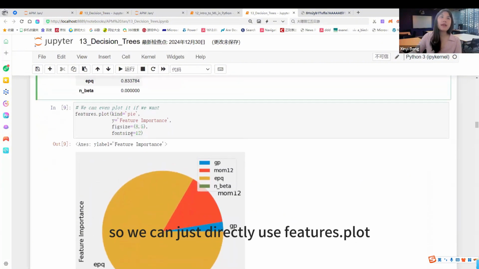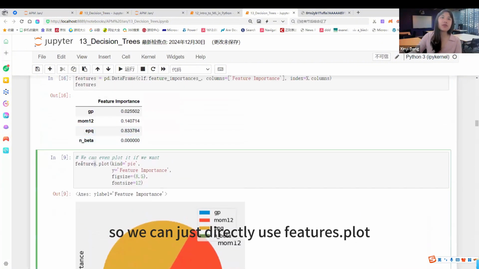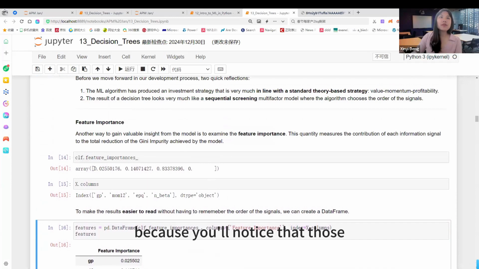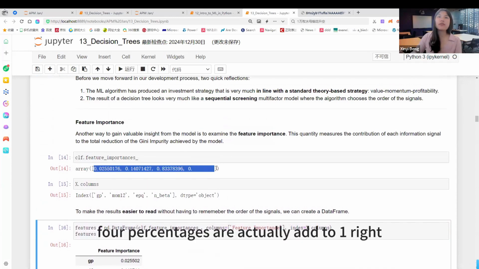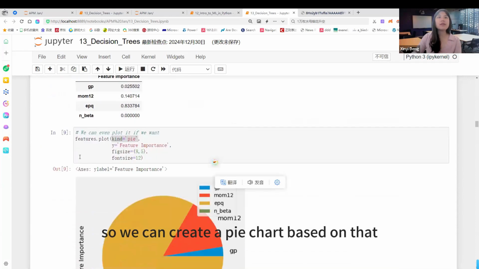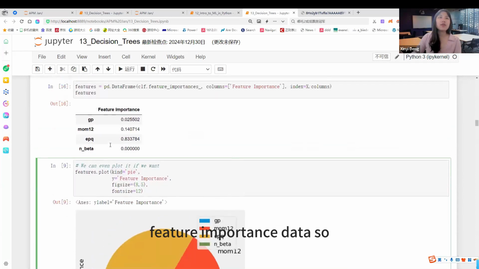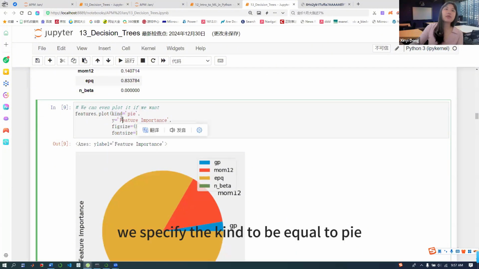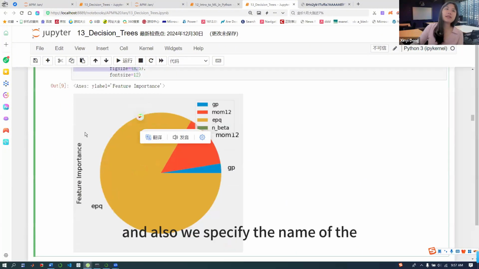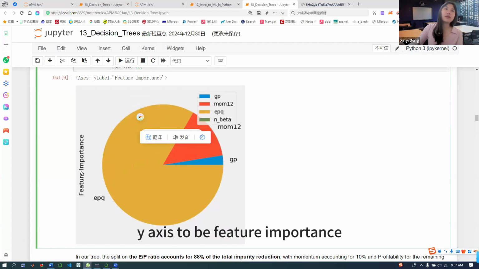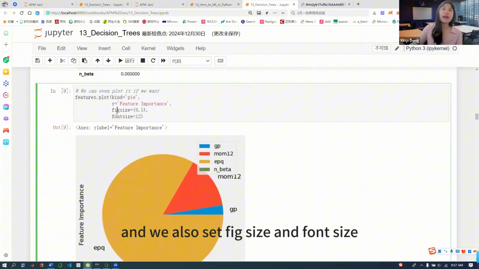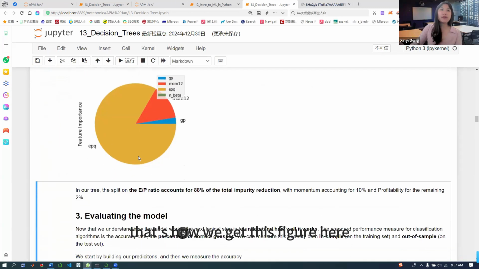By creating a data frame containing the feature importances, we can now plot the feature importances. We can just directly use features.plot, and we set the kind to be equal to pie, because you'll notice that those 4 percentages add up to 1, right? So we can create a pie chart based on that feature importance data. We specify the kind to be pie, and we also specify the name of the y-axis to be feature importance. And we also set the figsize and font size. That's how we get this figure here.